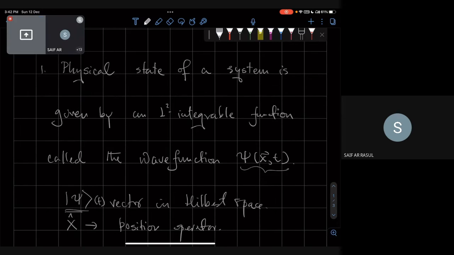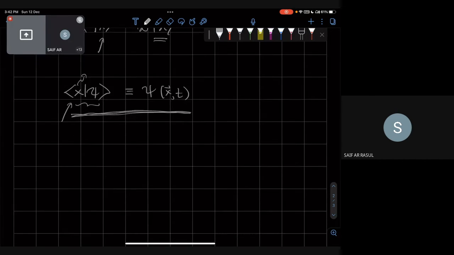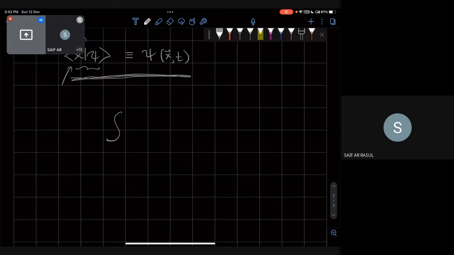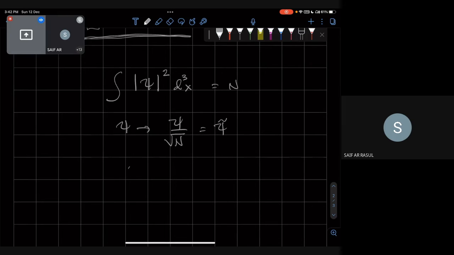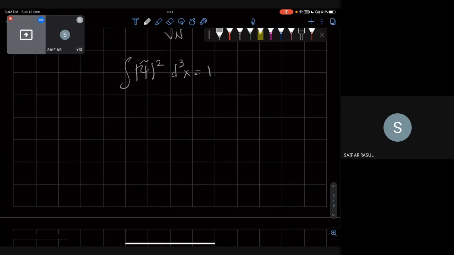What's important is that the state of a quantum system is given by a wave function, and it's L2 integrable. That means that if I square it over all space, I get some finite real number N, and of course we can then replace psi by psi divided by the square root of N. Then this new wave function, psi tilde, is normalized, right? So that was our postulate number one.